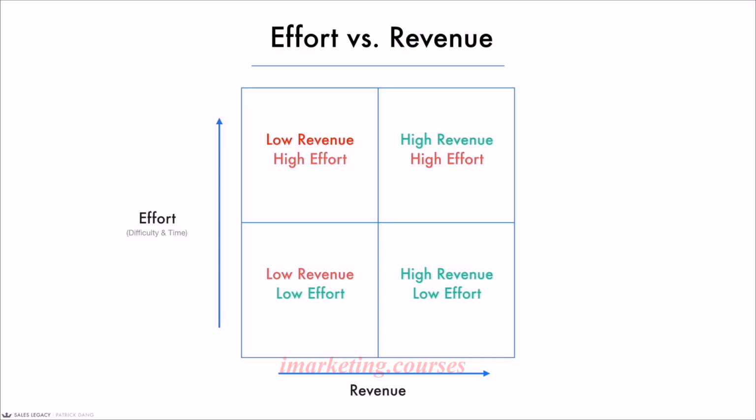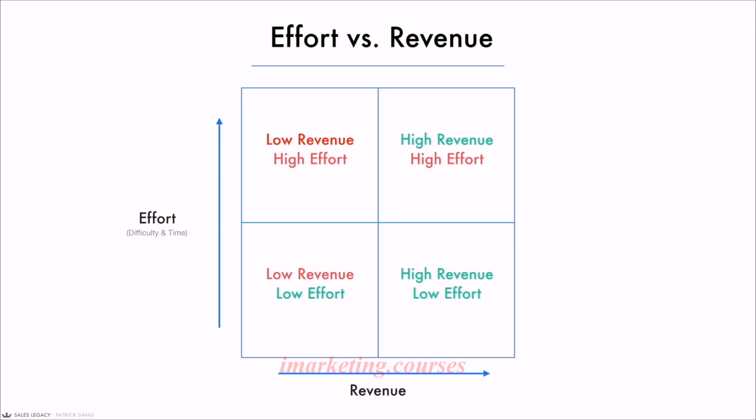So as you can see here on the y-axis, you have effort, which is defined by how difficult it is to provide the solution and how much time it's going to take. On the x-axis, you have revenue, how much money you're making from doing this job. So on the bottom left, you have low revenue and low effort. And this is not that great to be in, because even though you're not putting a lot of effort in, you're not making a lot of money.